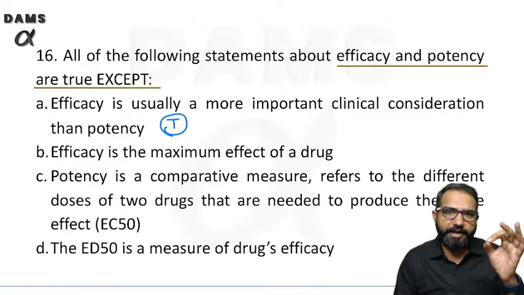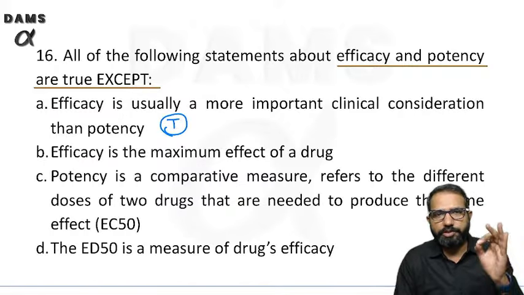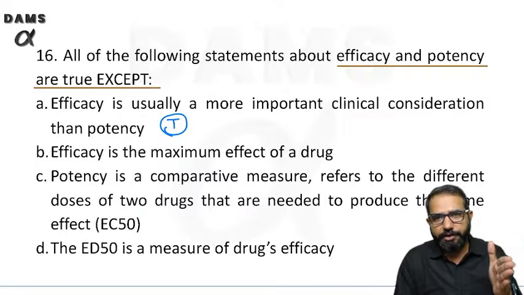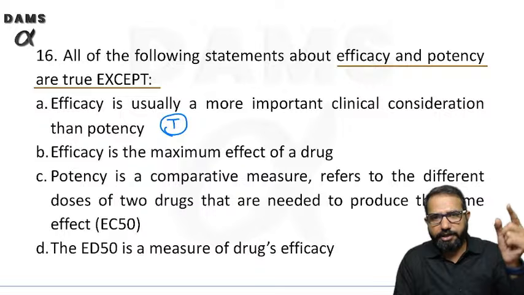Always remember STEP, S-T-E-P, for selection of a drug. S for suitability, T for tolerability, E for efficacy, and P for price. So suitability, tolerability, efficacy, and price. STEP.